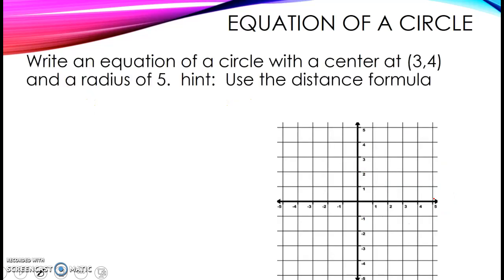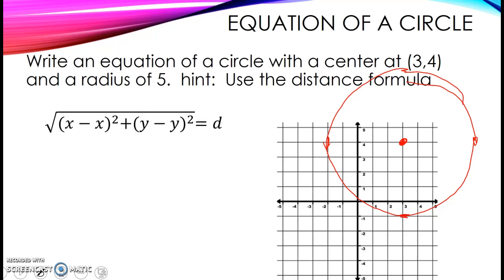So let's write an equation of a circle with the center at the point 3, 4. So our center is right here at the point 3, 4. And it has a radius of 5. So if I go 1, 2, 3, 4, 5 units down, 5 units to the left, I'm not going to be able to show the whole circle, but if I would go 5 units to the right, I'd be about here. 5 units up would be about here. And that would give me a circle with that center.